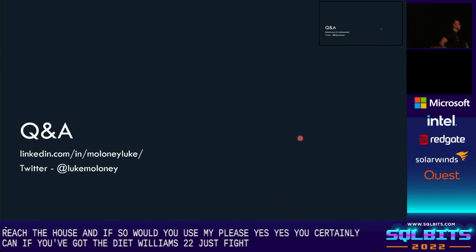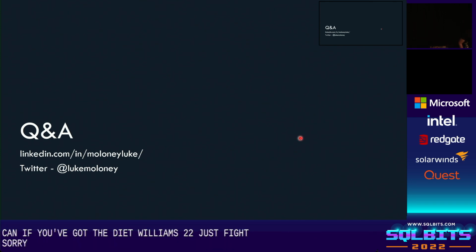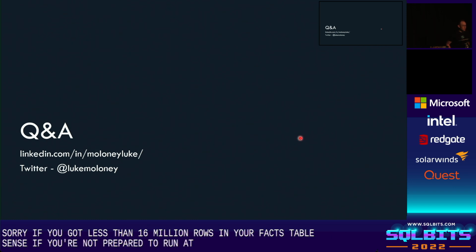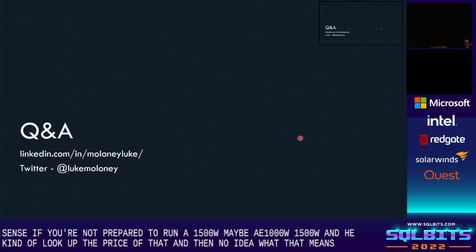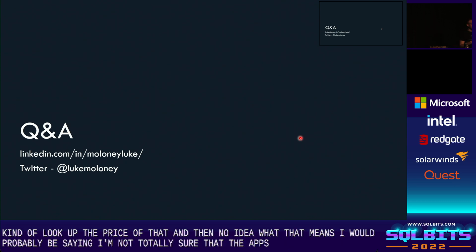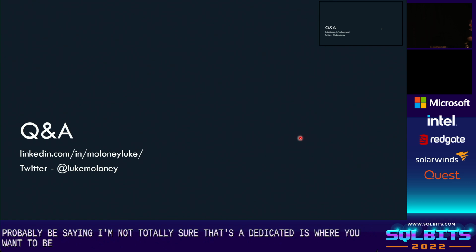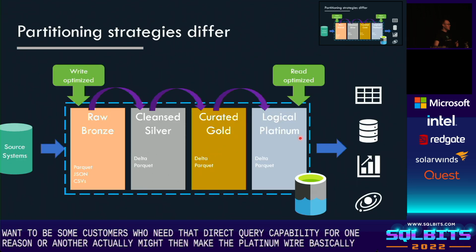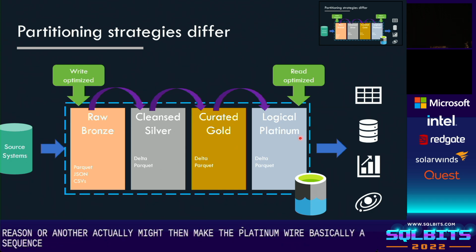Broadly speaking, what would that volume be? If you've got less than 60 million rows in your fact table, Synapse SQL Dedicated doesn't make a lot of sense. And if you're not prepared to run at maybe a 1000 DWU or a 1500 DWU, and you look up the price of that and get an idea of what that means, I would probably be saying I'm not totally sure that Synapse SQL Dedicated is where you want to be. Now, some customers who need that direct query capability for one reason or another might make the Platinum layer an Azure SQL instance or an Azure SQL Hyperscale instance, or it might end up being a Synapse SQL Dedicated environment.